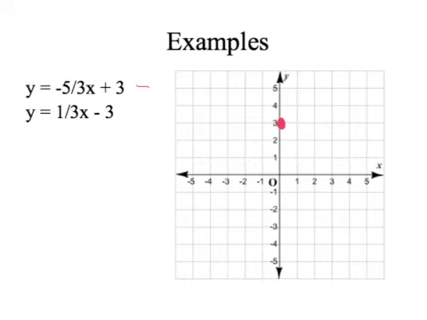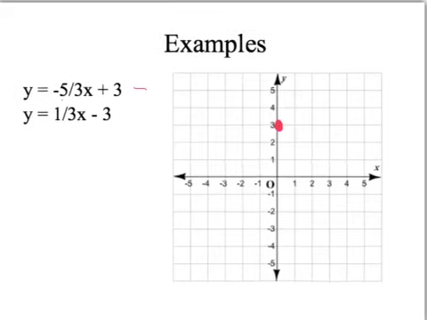The top number, the negative 5, tells me to go up or down. Since it's negative, I go down 5. And the bottom number tells me to go right 3. So I start at my y-intercept, and I want to go down 5: 1, 2, 3, 4, 5, and then right 3. So that is where my second point goes. And then to draw a line, you draw it through the two points.